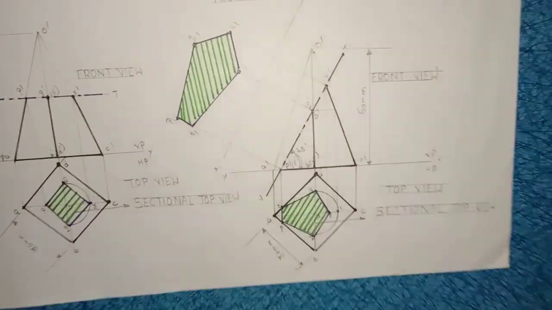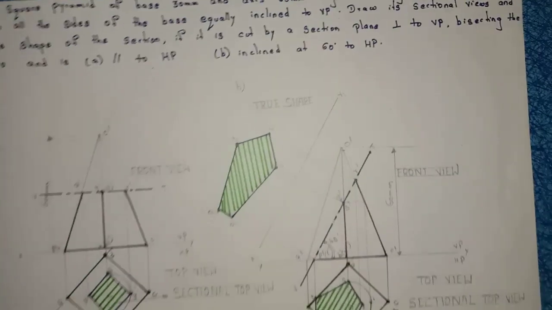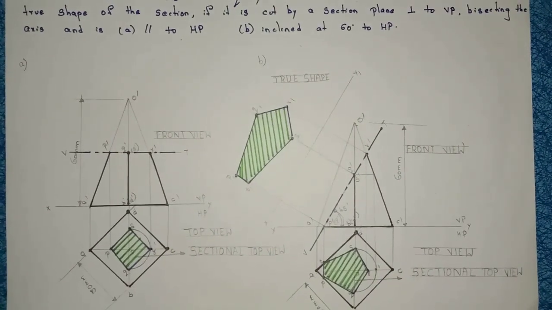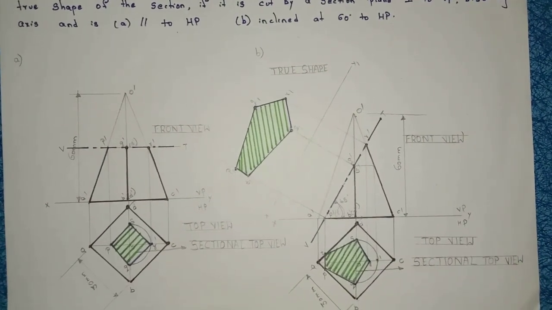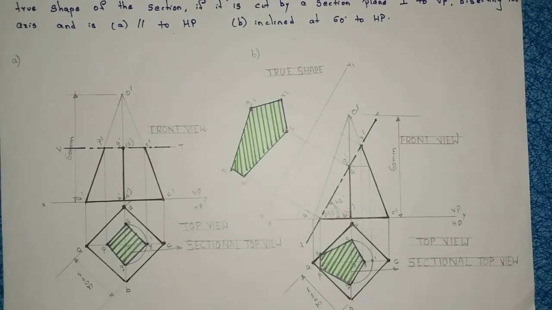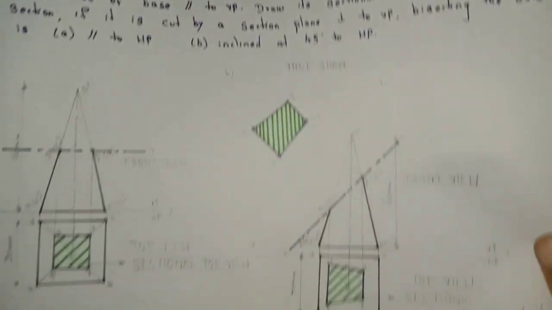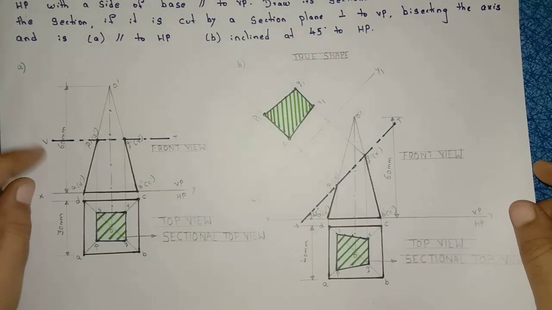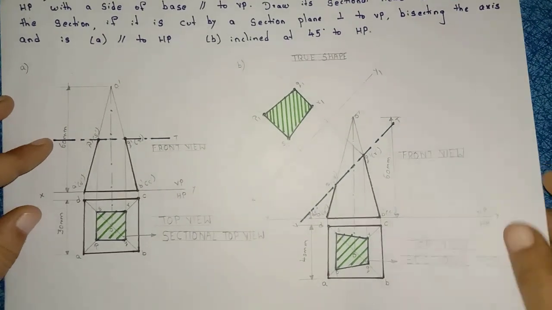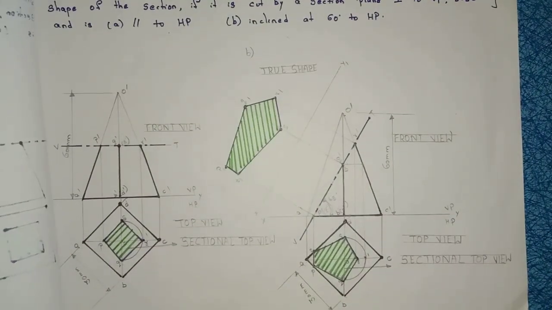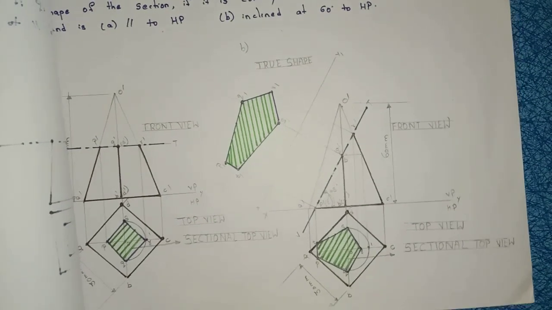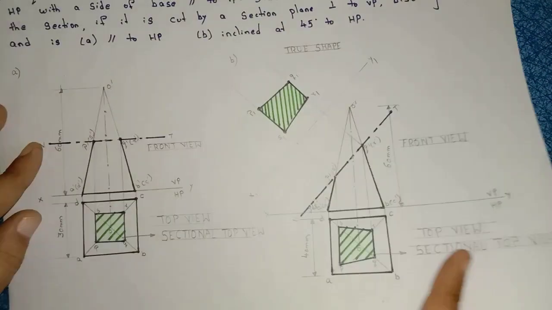Right, so this completes your problems, first one and second one. After completion of your problem, you should dark whatever parts are appearing. So this is the problem when the base of the square is parallel to VP, and this is the problem when all the sides of the square are equally inclined to VP.